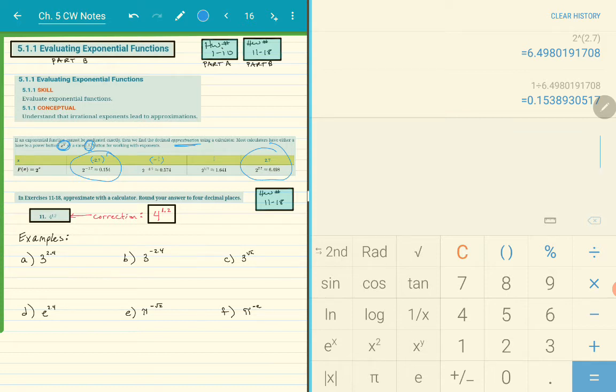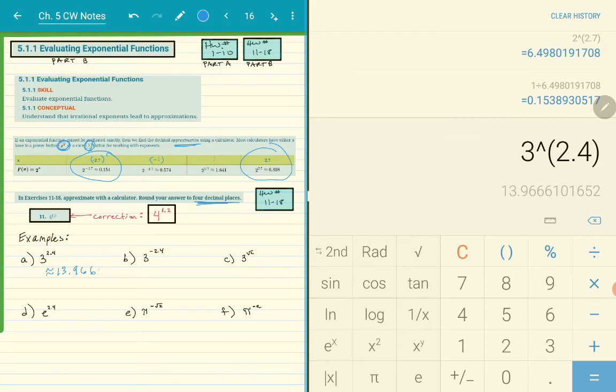I'm looking at A now, 3 to the power of 2.4. And this time they're asking us to round to 4 decimal places in the directions. So this one I'm going to round to 9,666, and that fifth digit is a 1. So I'm just going to cut it off. So this one I'm going to use an approximation sign because it's approximately 13.9666.